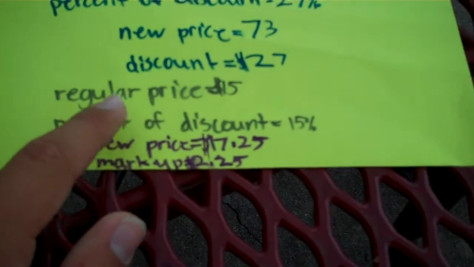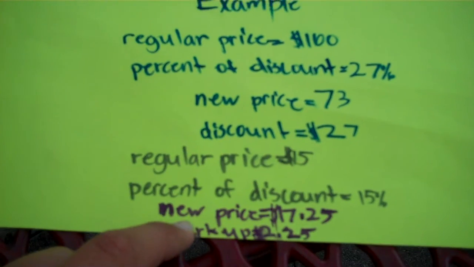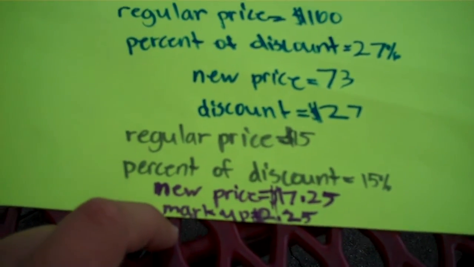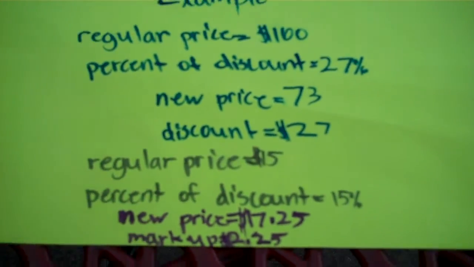So like 15 is a regular price. Percent of markup is 15%. New price would be 17.25. Markup would be $2.25. So basically you just have to add $2.25 to 15 and you would get your new price.